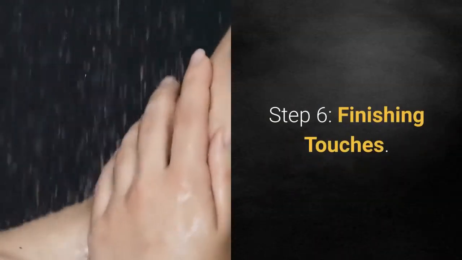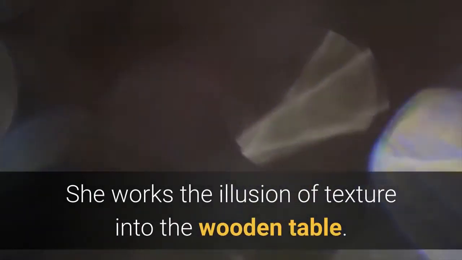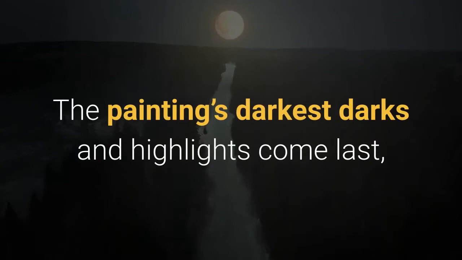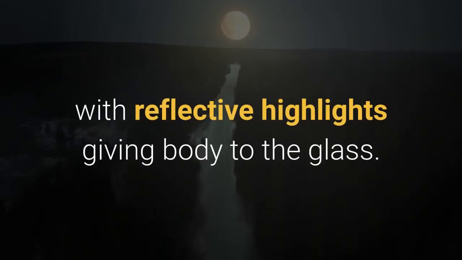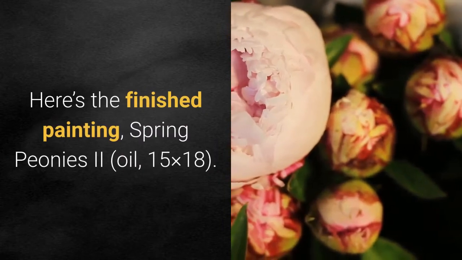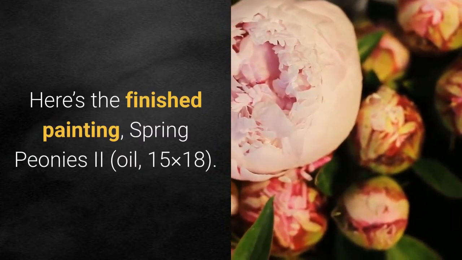Step 6. Finishing touches. She works the illusion of texture into the wooden table. The painting's darkest darks and highlights come last, with reflective highlights giving body to the glass. Here's the finished painting, Spring Peonies 2, oil, 15x18.